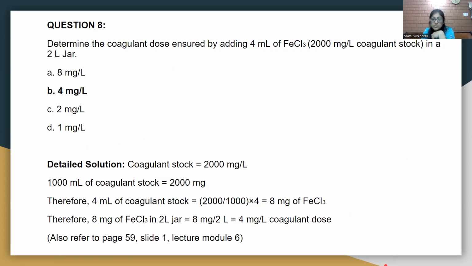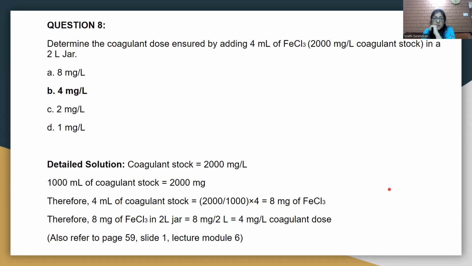So this is also one numerical that is important. Again, here they have given the coagulant stock as 2000 milligram per liter. We converted it in terms of milliliters. Then we calculated for 4 milliliter of coagulant stock how much FeCl3 is there. We got that value, and dividing by 2 liters gives us the milligram per liter dosage of FeCl3 in the jar.